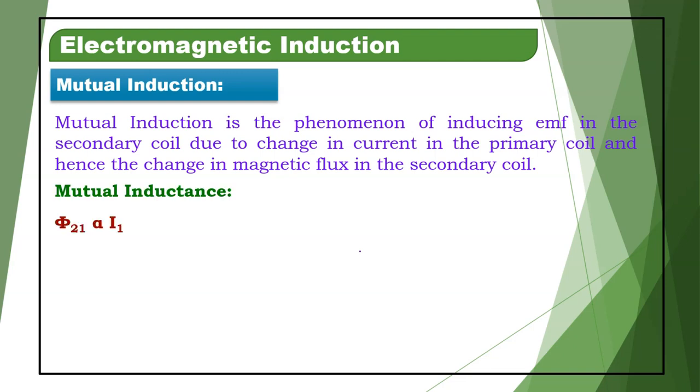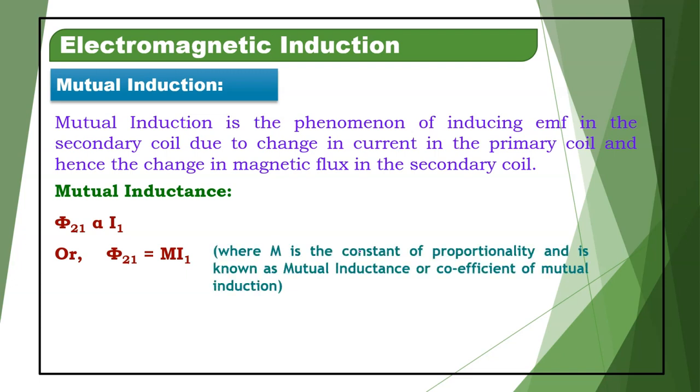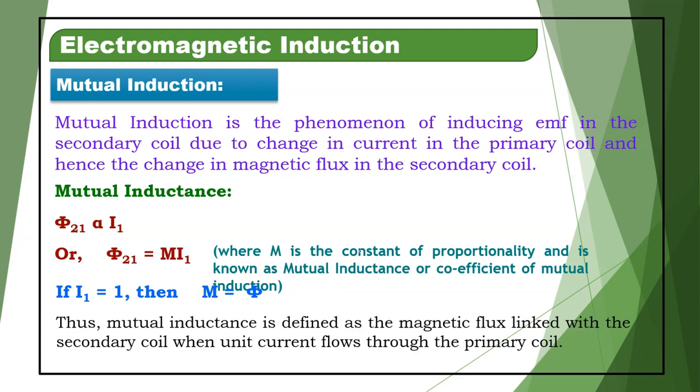Mutual inductance: phi 21 is proportional to I1. Phi 21 is equal to M I1, where M is the constant of proportionality, and it is known as the mutual inductance or coefficient of mutual induction. If I1 is equal to 1, then M is equal to phi. Thus, mutual inductance is defined as the magnetic flux linked with the secondary coil when unit current flows through the primary coil.